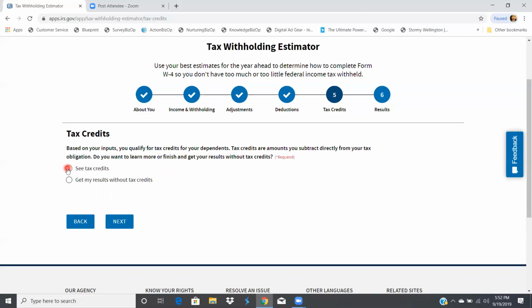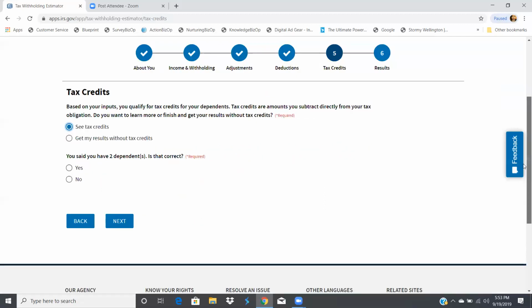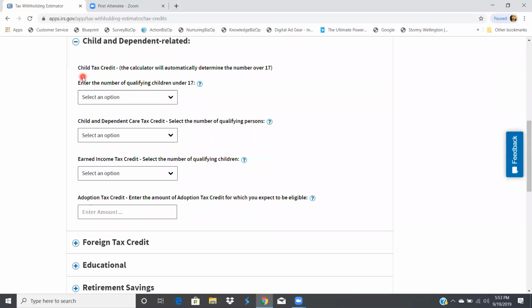Okay, in this case, I want to say see tax credits because I know I did qualify for tax credits last year based on this example. So it says you said you have 2 dependents. Is that correct? I'm going to say yes. And basically it's going to ask me, did I qualify for the child tax credit? Enter the number of qualifying children under the age of 17, okay? So let's say for this example, I only have 1 kid that is under the age of 17, but I have another dependent that is in my household. That's my child, but they are over the age of 17, but I am paying for more than 50% of their living expenses because let's say they didn't go to college, but they have not got a job yet. So in this case, I'm going to say I got 1.